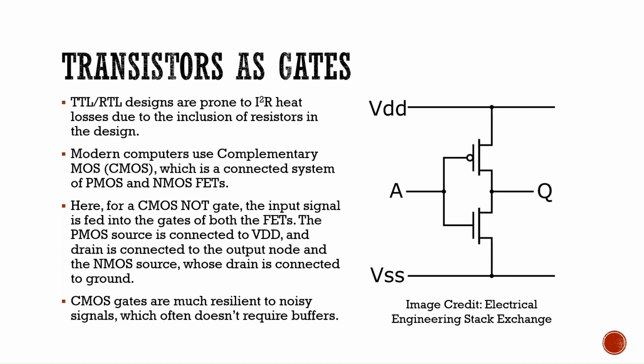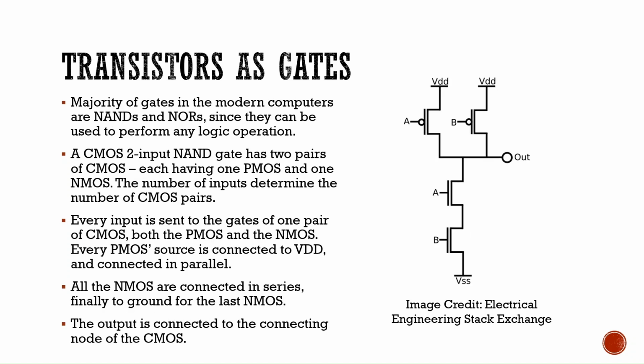Modern computers use complementary MOS, CMOS, which is the connected system of PMOS and NMOS field effect transistors. For a CMOS NOT gate, the input signal is fed into the gates of both the FETs. The PMOS source is connected to VDD and the drain is connected to the output node, and the NMOS source is connected to the output node, whose drain is connected to the ground. The CMOS gates are much more resilient to noisy signals, which often doesn't require buffers.